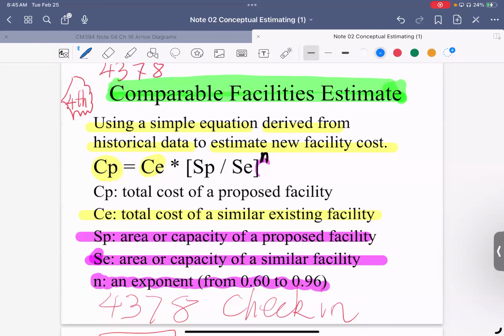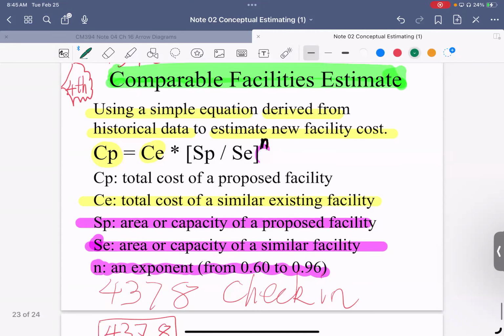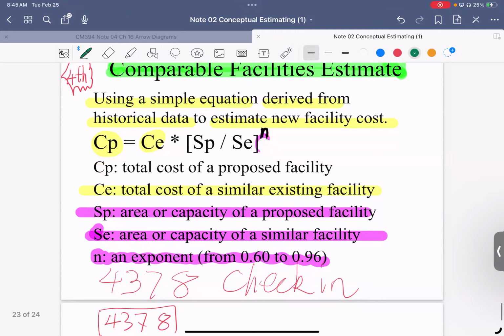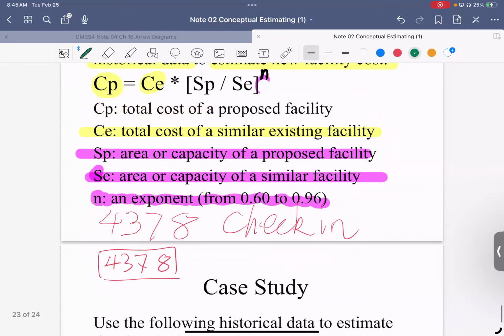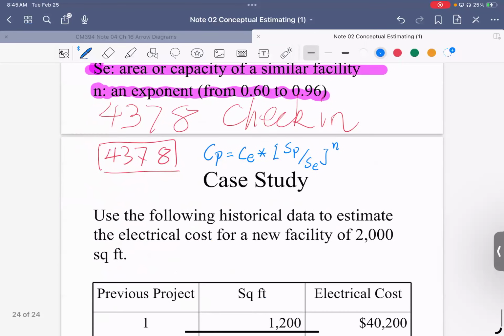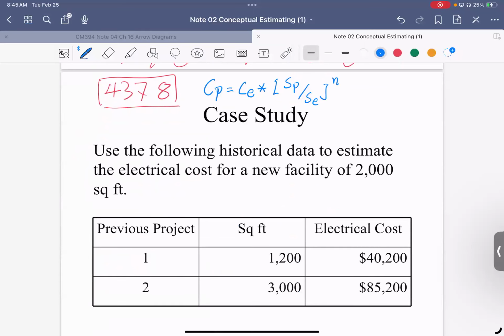Have you copied this down, or do you have access to the PowerPoint? Then we'll move into our case study in these lecture notes. I will write down this equation again: CP is equal to CE times SP divided by SE, to the N power. So this is the equation we have.